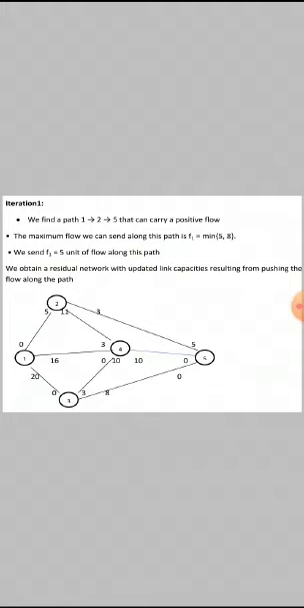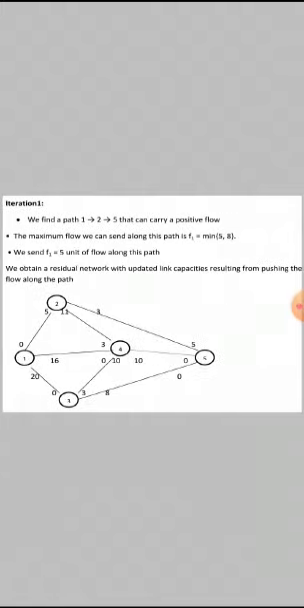Now update the figure: subtract that 5 from the number 5 written near node 1 and add 5 to the number written near node 2. Similarly, for the arc 2, 5, subtract 5 from 8 and add 5 to 0. So the resulting figure is this one. So iteration 1 is over.